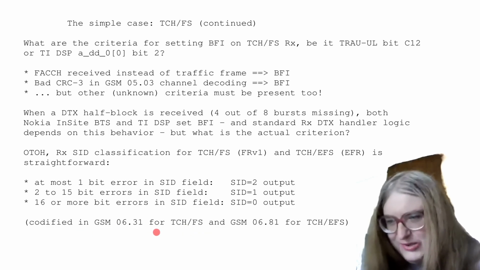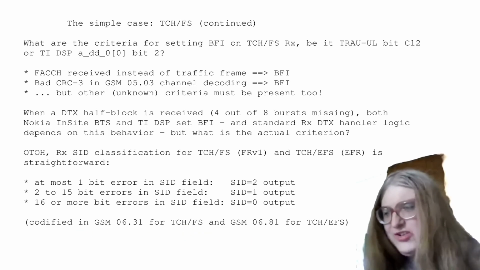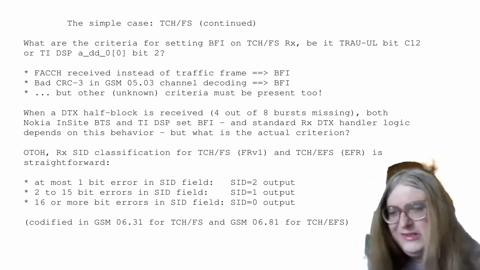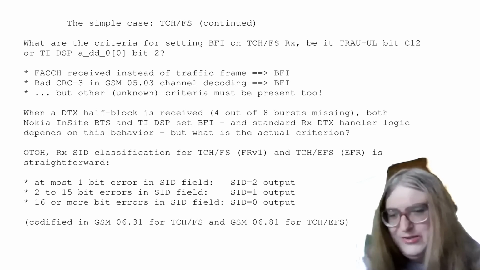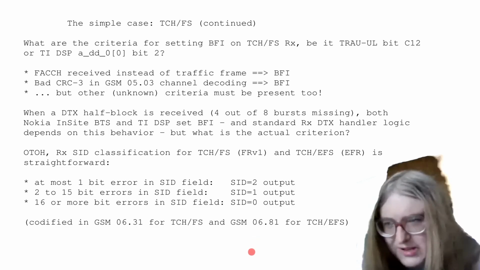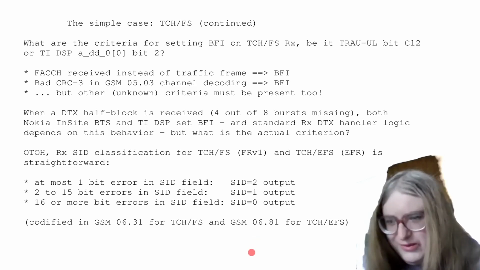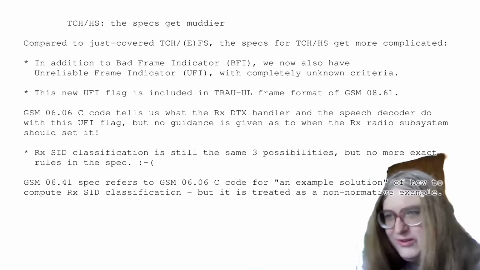This is the way it's codified. So we have functions now in libosmocore that implement this logic. I recently just added the unit test for the EFR one, still have to do the one for the FR. So that's all straightforward here with the full rate. But now we're going to move on to the half rate, where things get a lot messier.